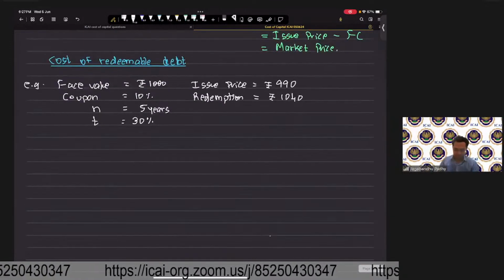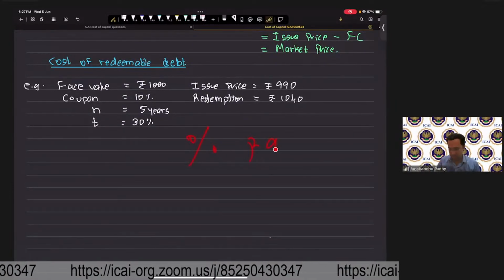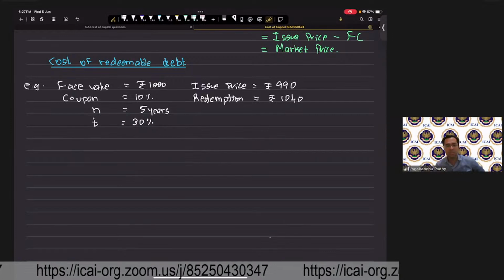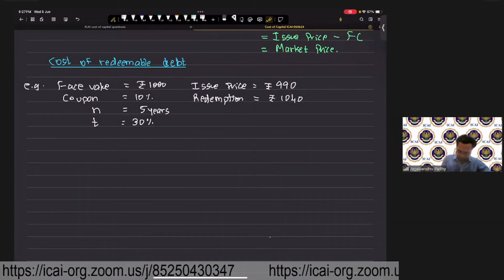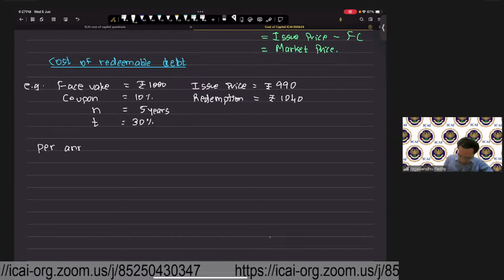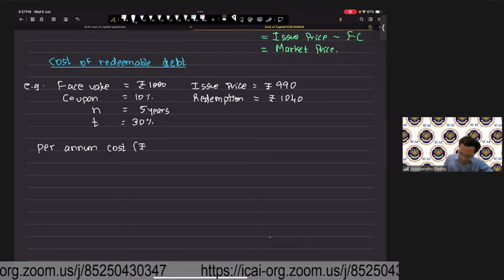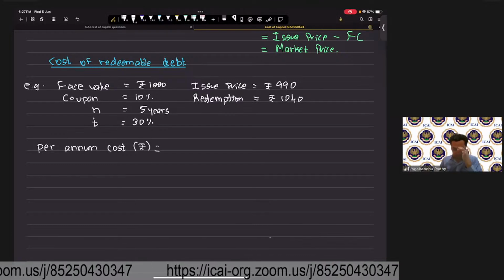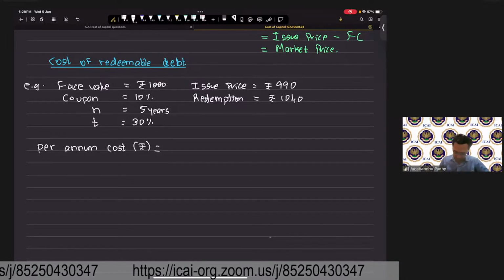Now, of course, as I stated, cost is always going to be expressed in terms of percentage per annum. Percentage is a separate thing. First, if I ask you, what is the per annum cost? Per annum cost in terms of rupees. Let us take per annum cost in terms of rupees.